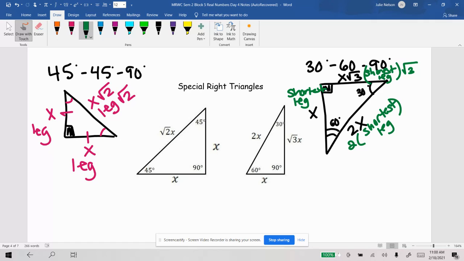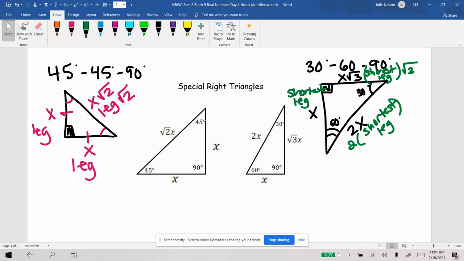And the difference between the 45, 45, 90 and the 30, 60, 90, it's not just the fact that they have different degrees for the other two angles. It's how I remember is that 45, 45, 90 is two different angles. So it's square root of 2 for the hypotenuse. And 30, 60, 90 is 3 different angles. So it's the square root of 3.